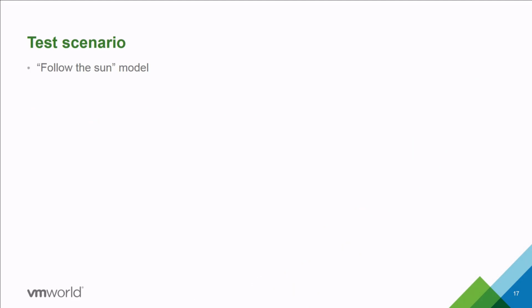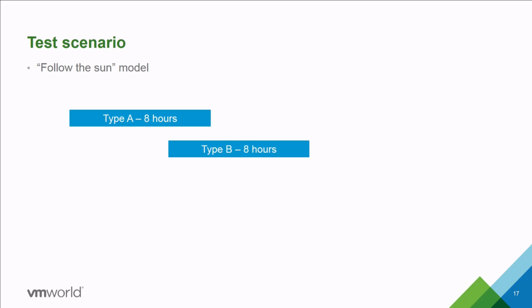For this case study, we've used the follow the sun scenario. Follow the sun is a typical DevOps scenario where people work in different time zones. All the applications run on the same hardware, but those VMs are used by people sitting in 3 different time zones. In this case, I chose 3 different time zones, type A, B, and C. Each type represents people logging in from different time zones, but all the VMs are running on the same cluster, so they essentially share the same hardware.